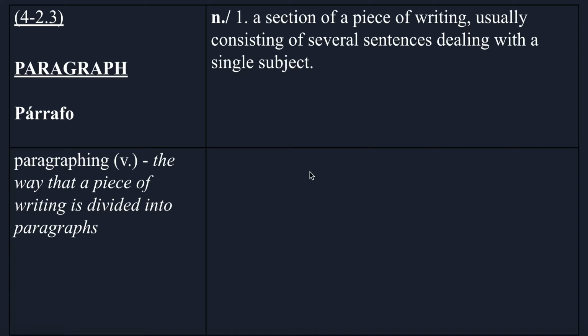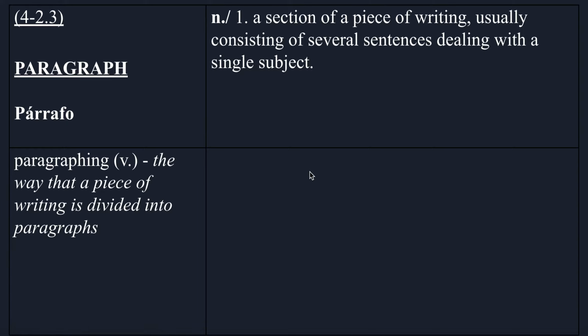The one definition is a section of a piece of writing, usually consisting of several sentences, dealing with a single subject. And there is one word family, which is paragraphing, and that is the way that a piece of writing is divided into paragraphs. That's what it's written there with a V as a verb. So actually that's what's called a gerund form.